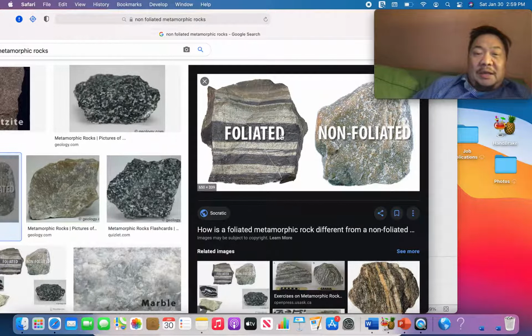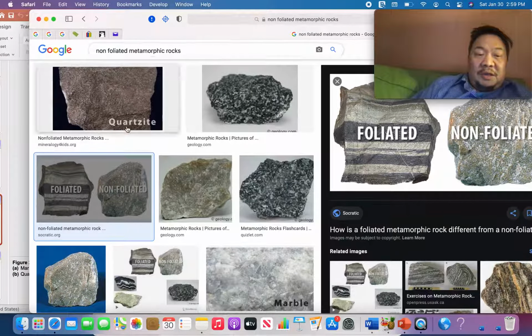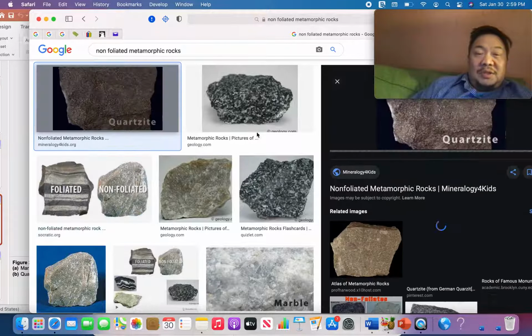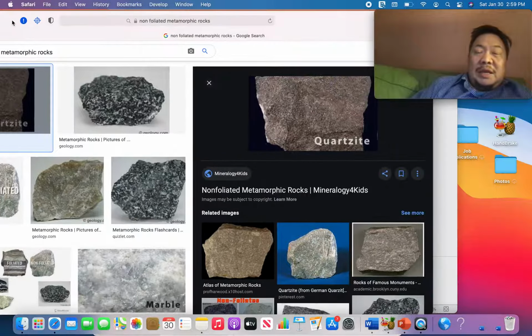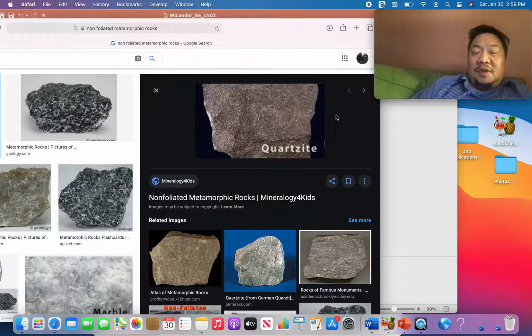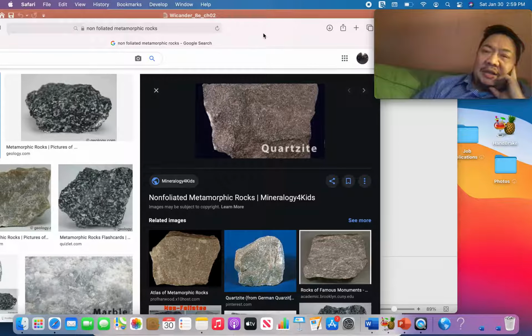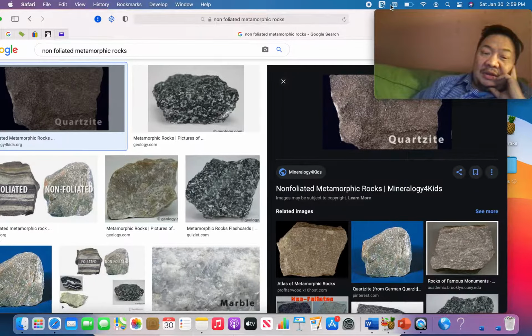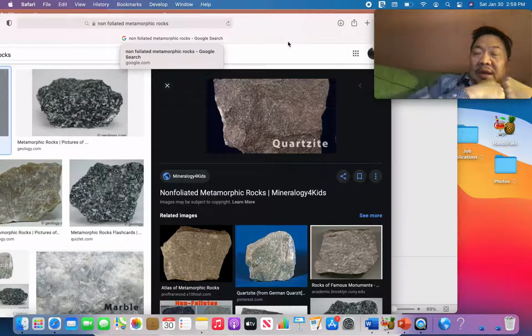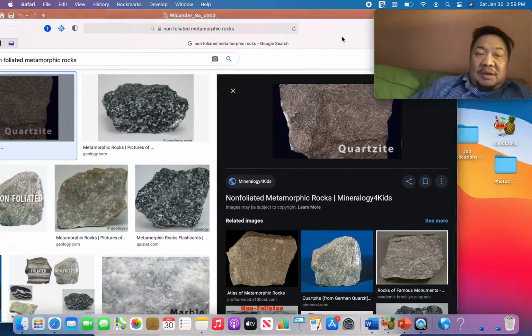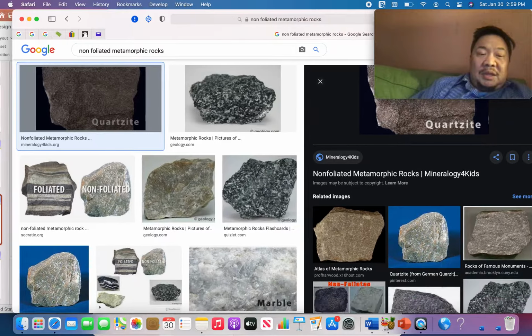So here you've got a foliated metamorphic rock and a non-foliated metamorphic rock. First one we're going to look at is quartzite. Quartzite could be pink, green, brown, all kinds of different colors. So how do you identify it? Well, it's made of the mineral quartz, which will scratch glass. It's a beautiful rock that's used to make flooring tiles and countertops. The crystals grow interlocked together, and that's how we can tell quartzite.